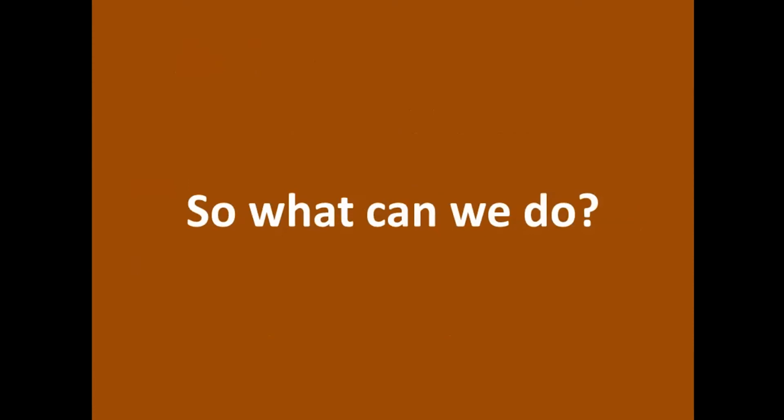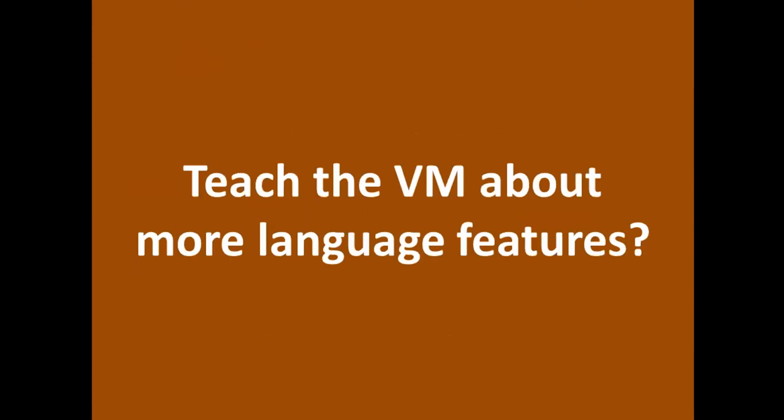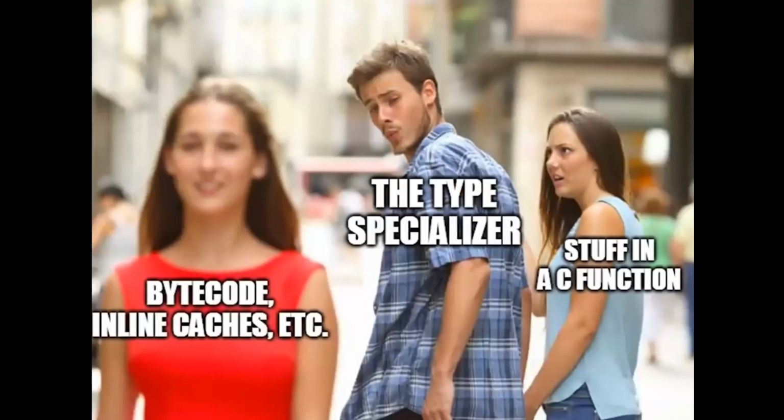So what can we do about this? And one thing you might think is, well, let's just teach the virtual machine about more language features, and then it will do a better job at all of them. But it's not that easy. We already know that we're beyond the point where writing hot path code in a C function is not actually going to help us. The type specializer can't see into it, so it really wants to see bytecode and inline caches and other things that it can talk about.